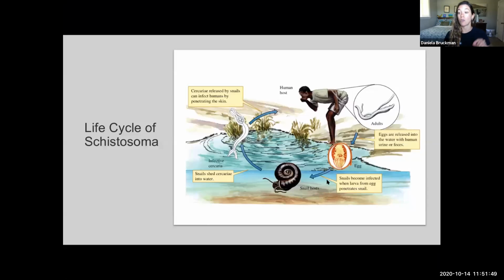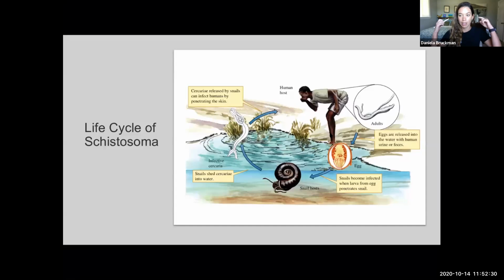Once the eggs are in the water, they will hatch, because a snail actually consumes them. So we've got these eggs in the water, snails are going along, consuming these eggs, and snails become infected when larvae from the eggs penetrate the snail. Okay, so the larvae are penetrating the snail, and then the snail will shed these cercaria once they've developed in the snail's body, and then the cercaria will be free swimming in the water, and then they'll go and burrow into a new human.